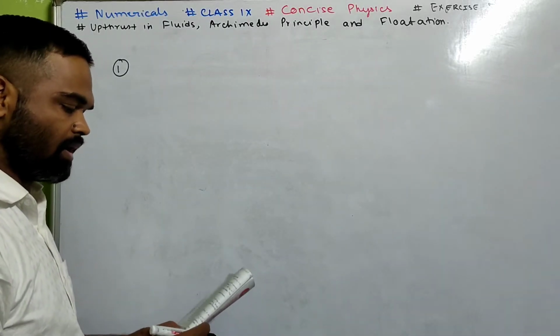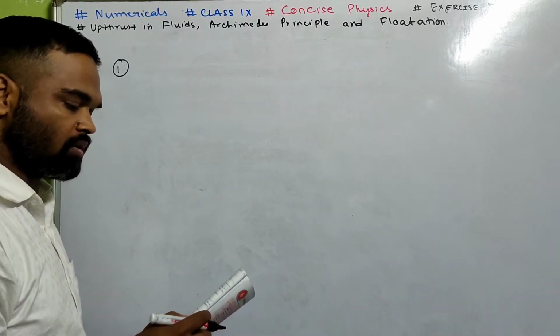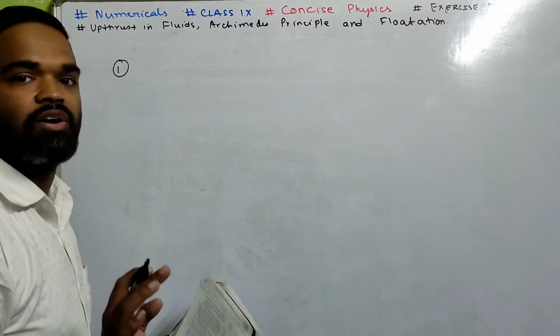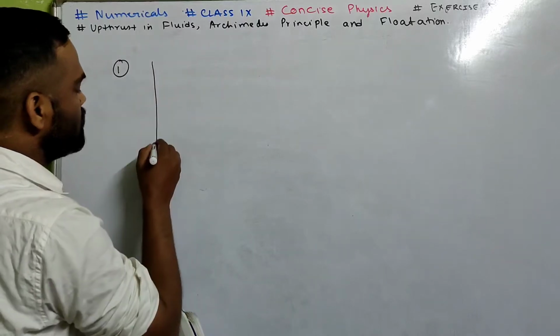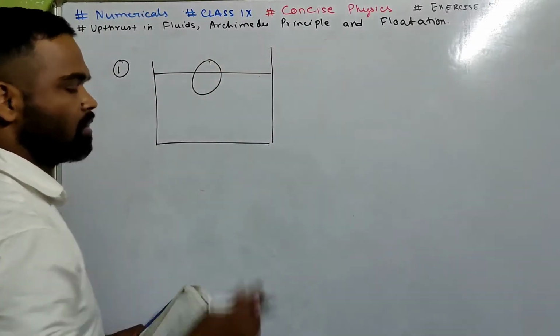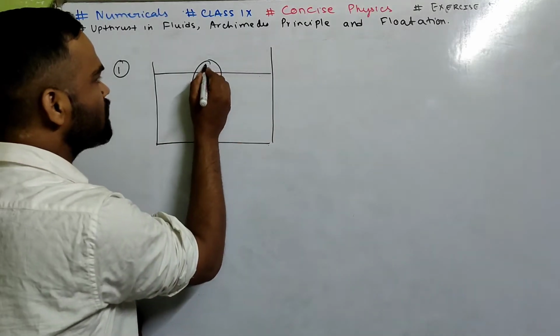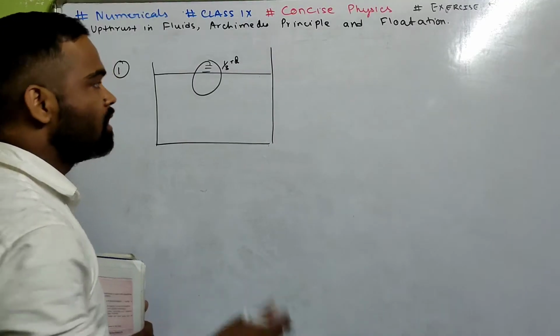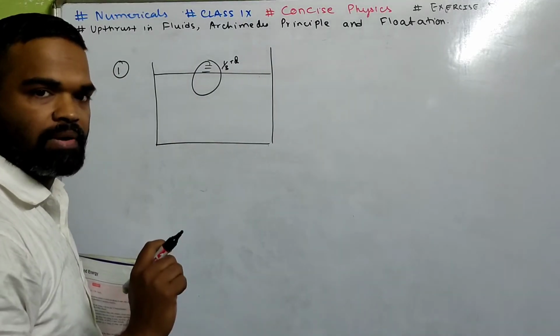Okay. Number 1. A rubber ball floats on water with its 1/3 volume outside water. What is the density of rubber? See, you have a rubber ball kept inside water in such a way that 1/3 of its part is outside water. They need the density of the rubber.